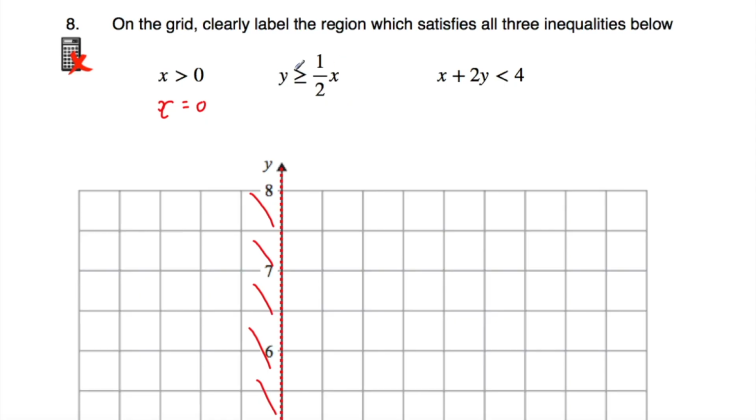Our next one, y is bigger than or equal to a half x. So we're going to draw the graph of y equals a half x. And if we do a little xy table, x and y, 0, 1, 2, the y coordinate is equal to half of the x coordinate.